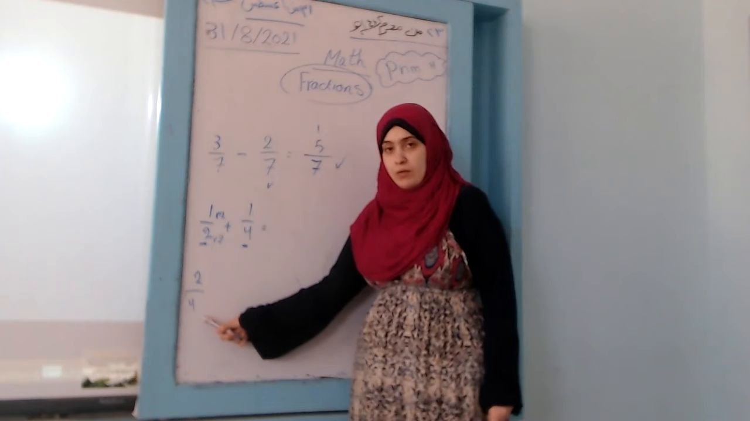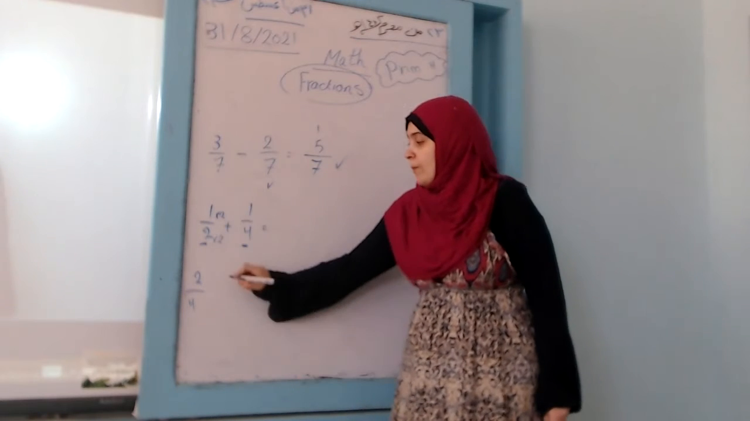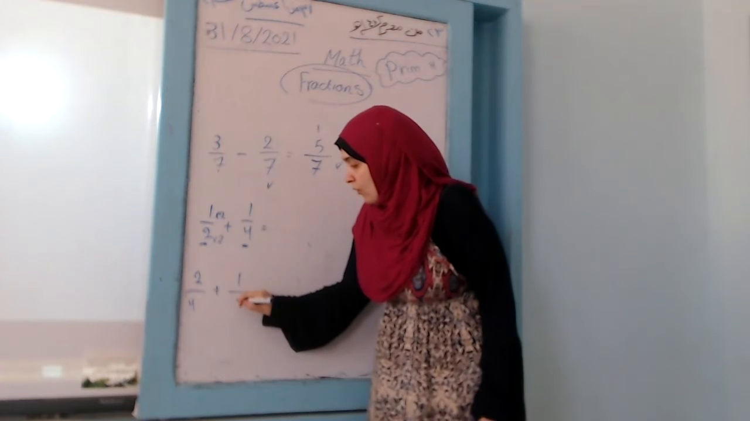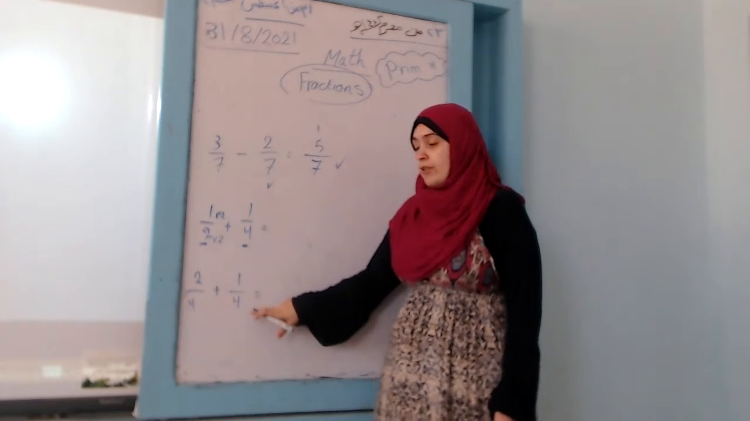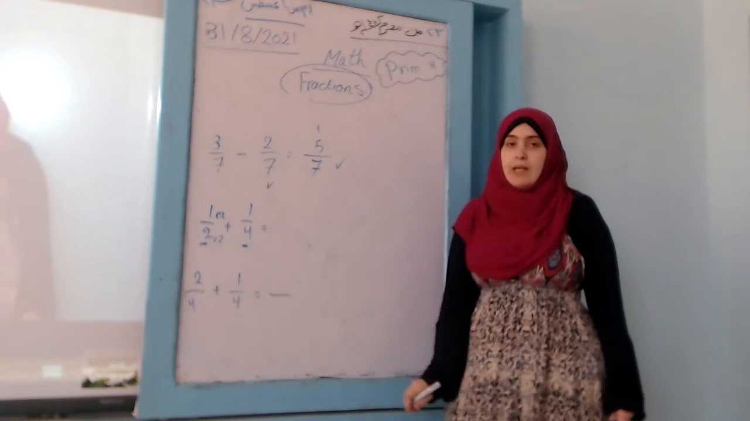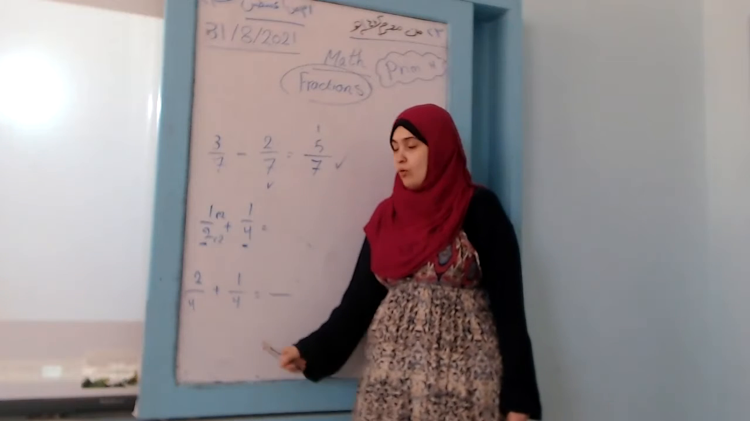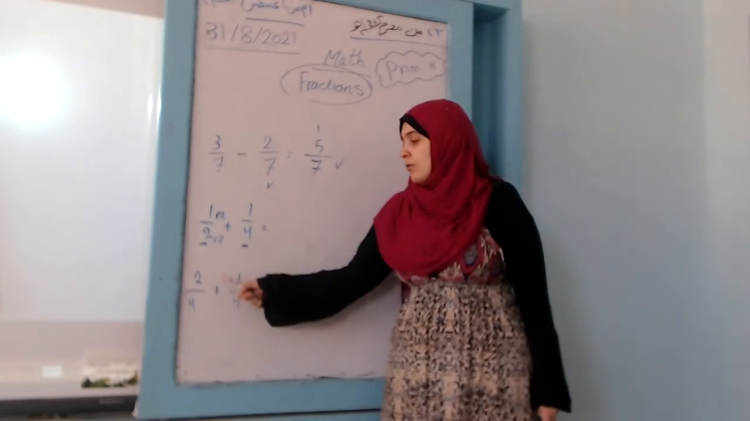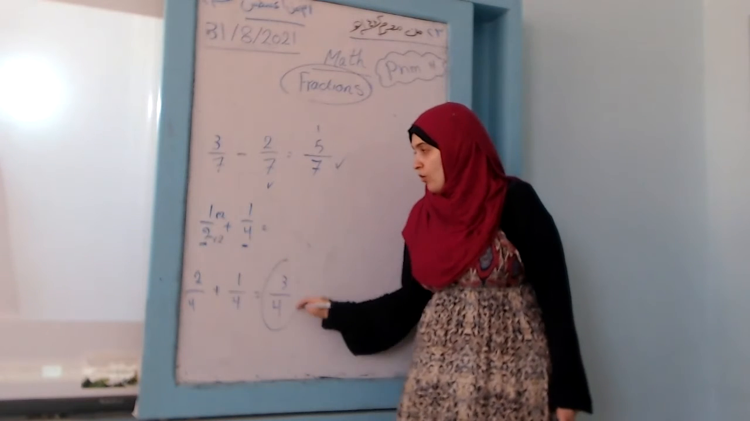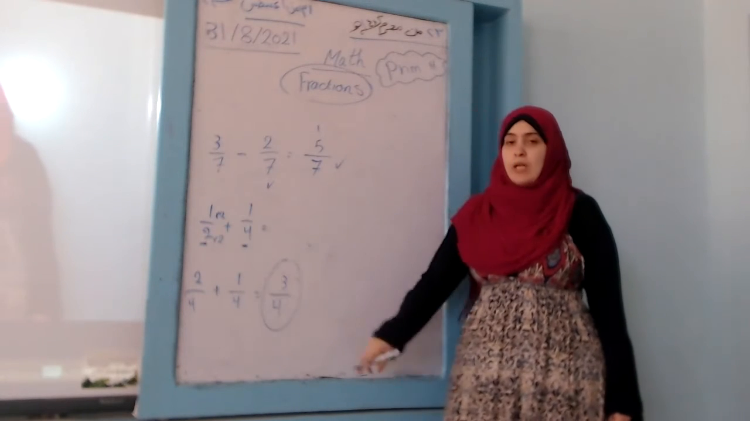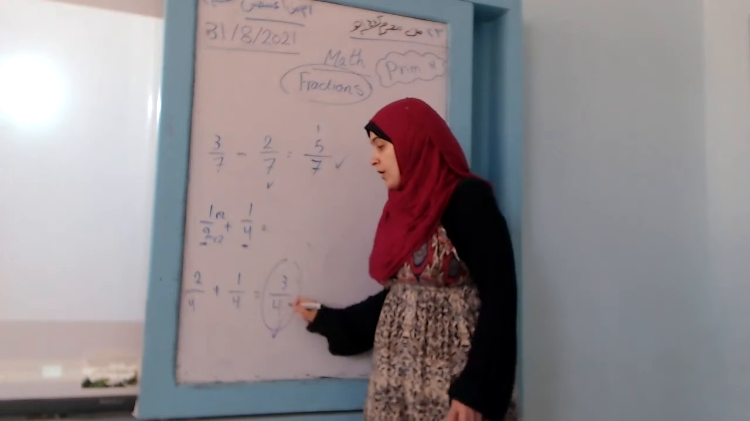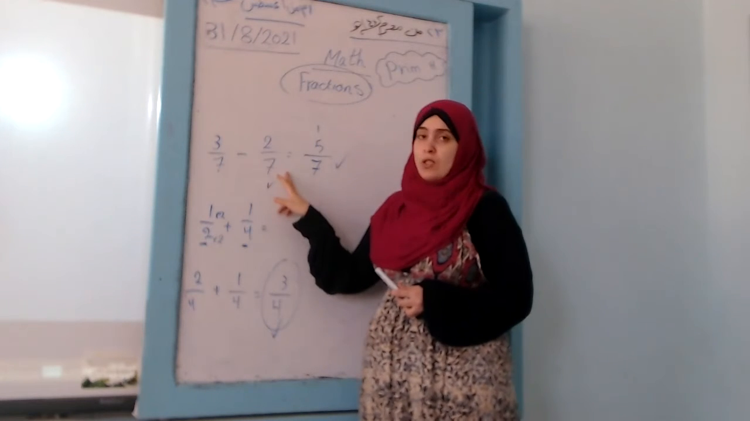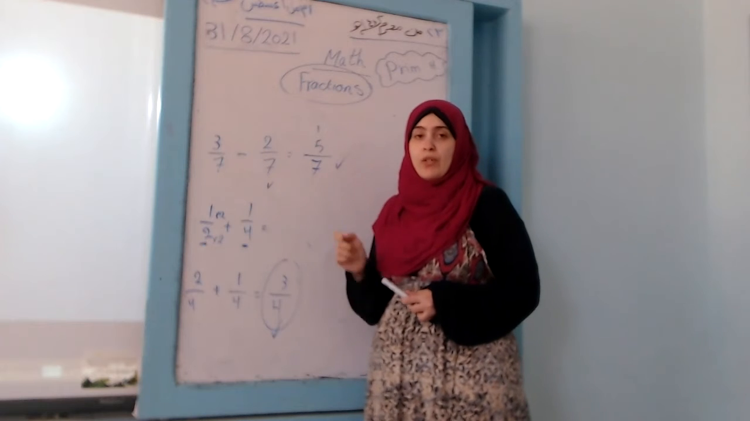2 over 4 is really equal to 1 over 2. Plus the second fraction, I don't make anything on it, 1 over 4. So here I have the same denominator, so I can add. 4 and 4, so my denominator will be 4. 2 plus 1, the answer is 3. So 1 over 2 plus 1 over 4 equals 3 over 4. So I can't add or subtract any two fractions without having the same number in the denominator.